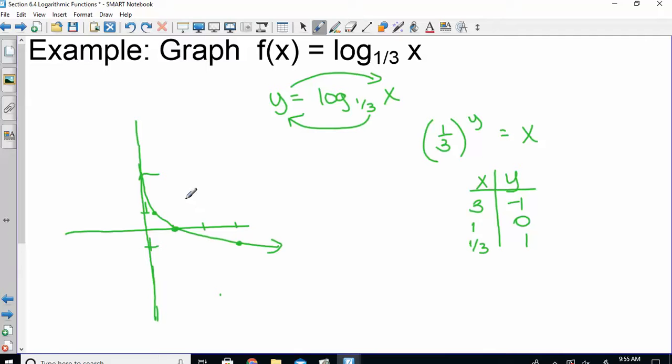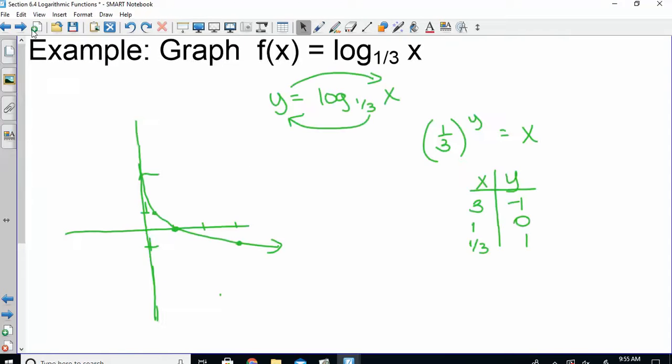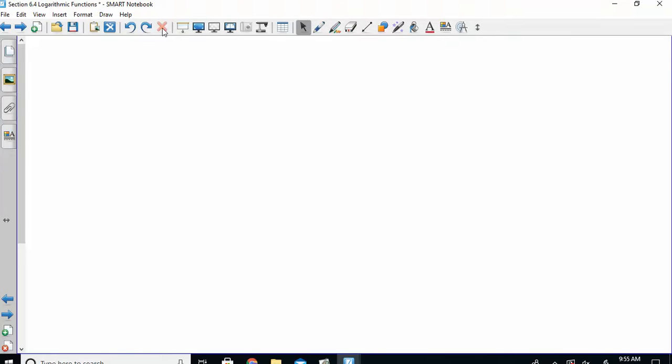All right. Let's do another one. Are we gonna have to know the domain and range for all of them? I might ask you. Let's do that on the next example, do domain and range.